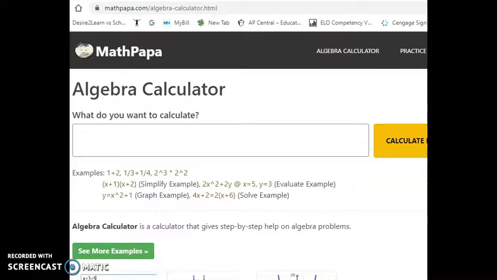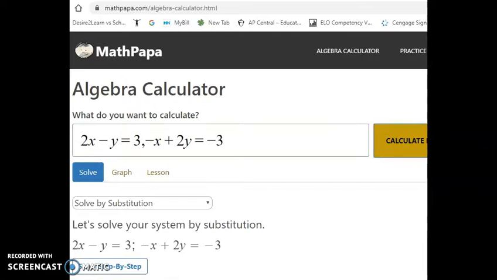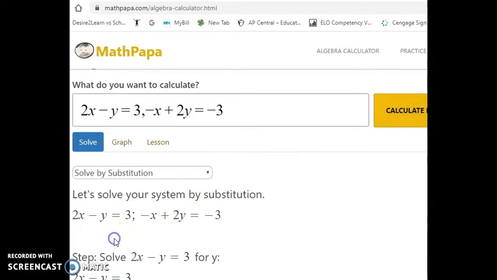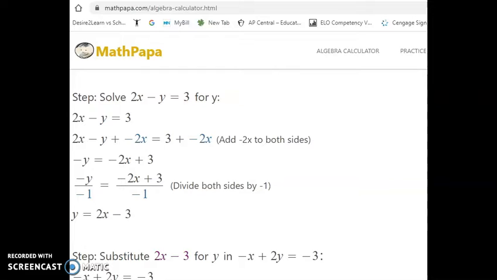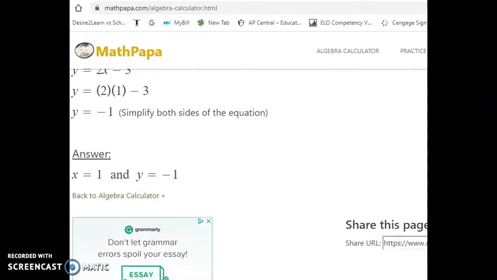Fourth way I could solve this system is with MathPapa. MathPapa.com is a really neat software program that can solve systems or pretty much do any other math calculations you've done before. Other places are Mathway. If I just type in the equations 2x minus y equals 3, comma, negative x plus 2y equals negative 3, and calculate, folks, we live in the future. It not only gives you the answer, it shows you a step-by-step solution of how to solve it with not only substitution but with elimination.